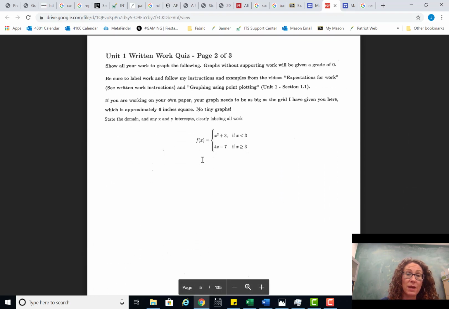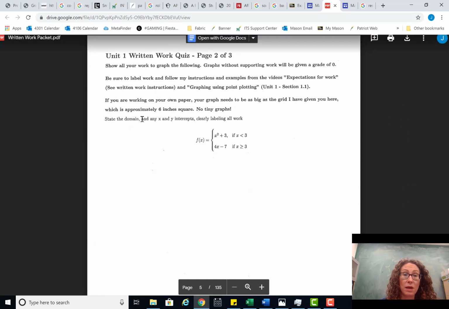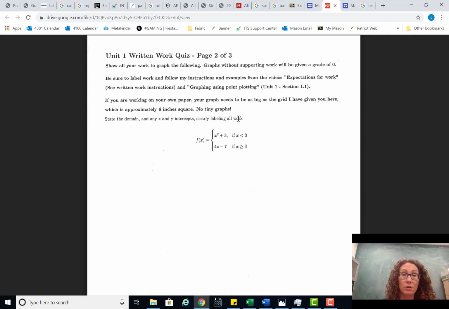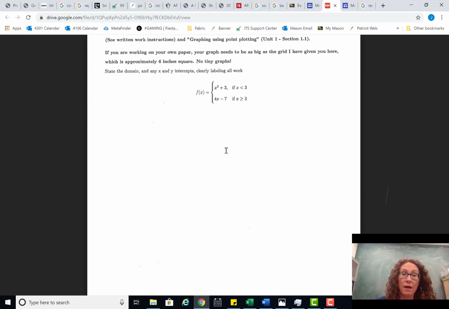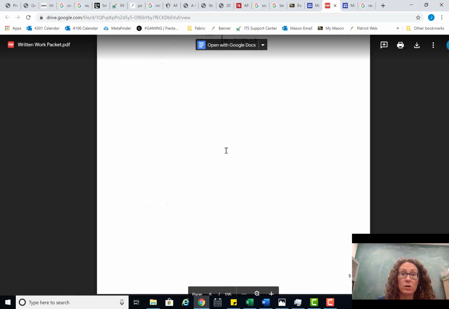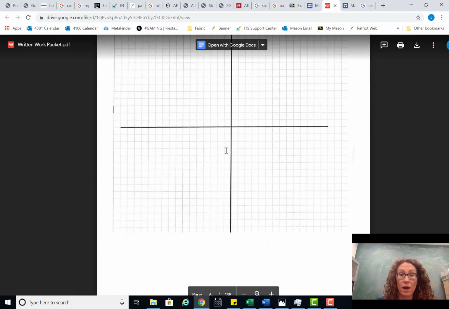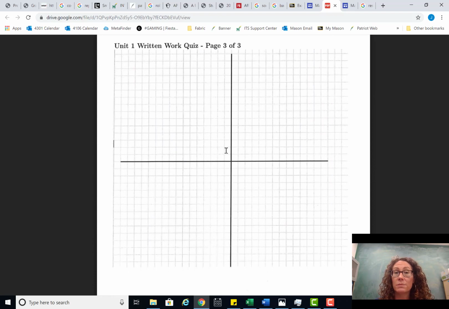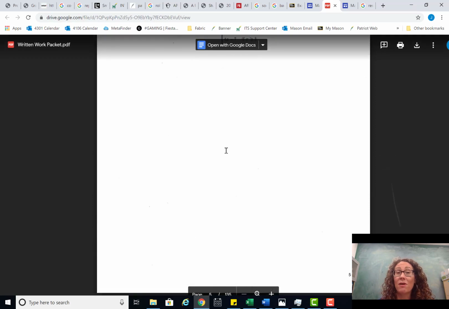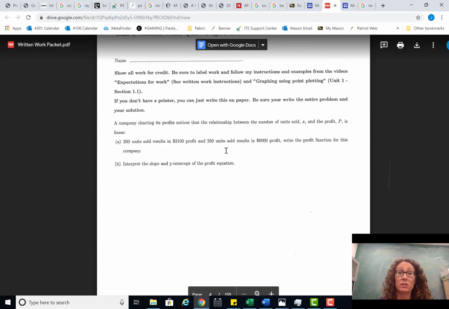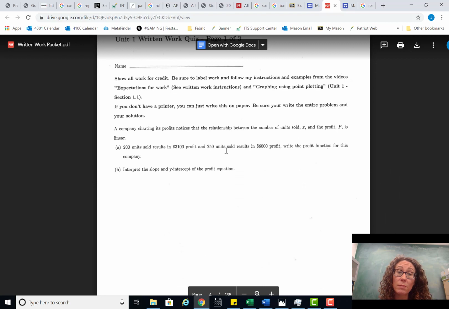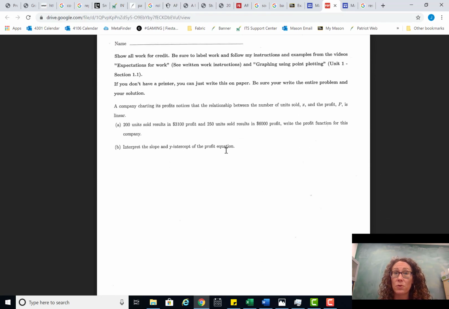The second question is on the next page. State the domain and any x and y intercepts, clearly labeling all work, and graph this equation, right? I've given you room to do your work here, and then here's a graph. Graphs have to be pretty large because we create detailed graphs in this course. If you don't have a printer, that is not a big deal. I know what these questions are, so you don't have to reprint them for me. If you want to do this on your own paper or in a notebook, that's no problem.